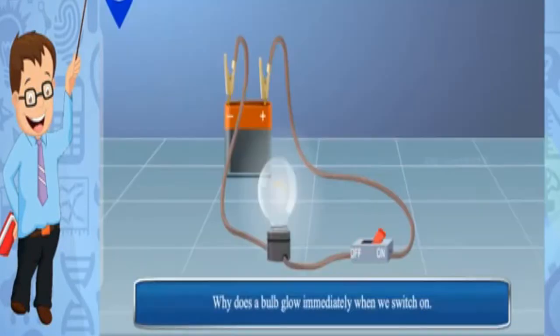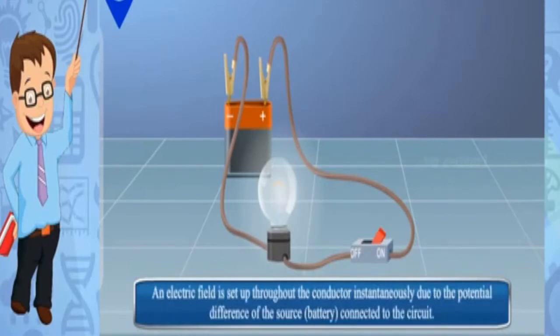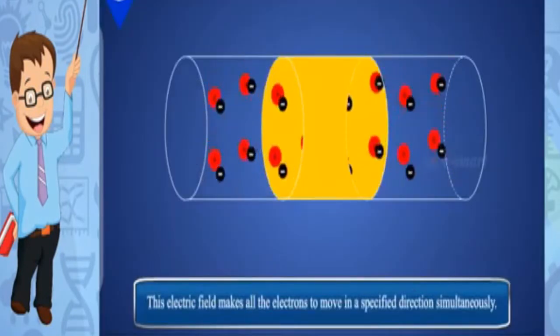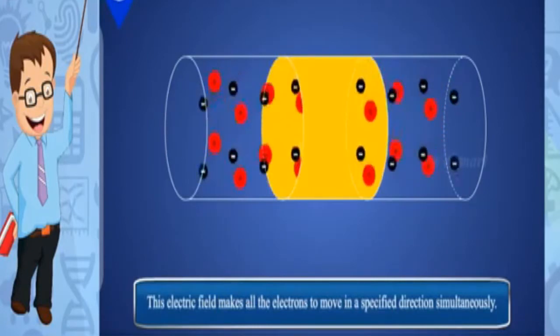Why does a bulb glow immediately when we switch on? When we switch on an electric circuit, irrespective of the length of the connecting wire, that is the conductor, an electric field is set up throughout the conductor instantaneously due to the potential difference of the source, that is the battery, connected to the circuit. This electric field makes all the electrons move in a specified direction simultaneously.